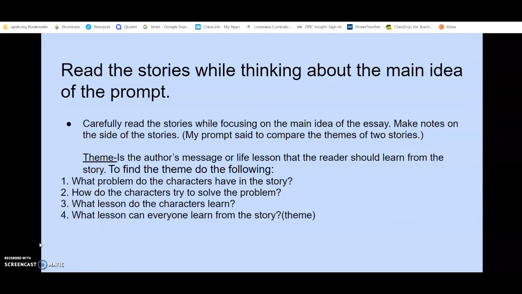My prompt said to compare the themes of 2 stories. So remember, theme is the author's message or life lesson that the reader should learn from the story. To find the theme, do the following. What problem do the characters have in the story? How do the characters try to solve the problem? What lesson do the characters learn? What lesson can be learned from the story, which is the theme?